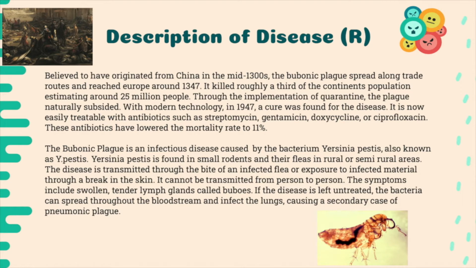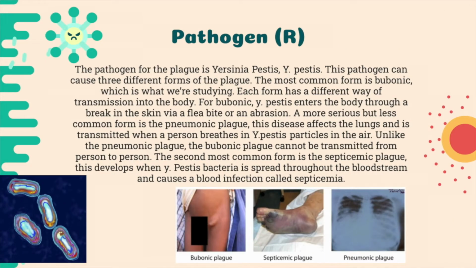So, the bubonic plague is an infectious disease caused by the bacterium Yersinia pestis, also known as Y. pestis. Yersinia pestis is found in small rodents and their fleas in rural or semi-rural areas. The disease is transmitted through the bite of an infected flea or exposure to infected material through a break in the skin. It cannot be transmitted from person to person. The symptoms include swollen, tender lymph glands called buboes. If the disease is left untreated, the bacteria can spread throughout the bloodstream and infect the lungs, causing a secondary case of pneumonic plague.